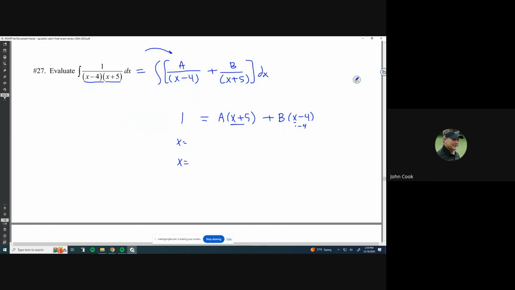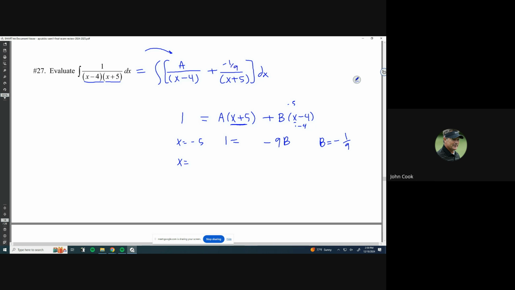What number would be nice to plug in for x to get rid of that 5? If you said negative 5, that's right. If I let x equal negative 5, then that becomes, 1 is equal to, and then negative 5 plus 5 is 0. So 0a, which is 0, plus, and then if I plug in negative 5 here, I get negative 9b. So look at that. This is a much easier expression. I can solve for b outright by just dividing by negative 9. So that means that my b value is negative 1 over 9. So that's the exact b value that I'd use over here, negative 1/9.